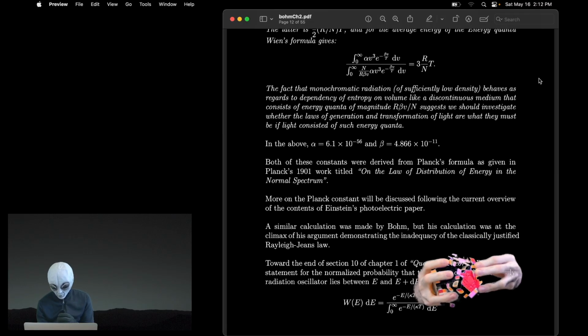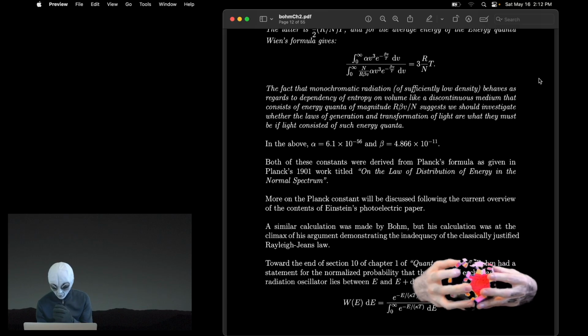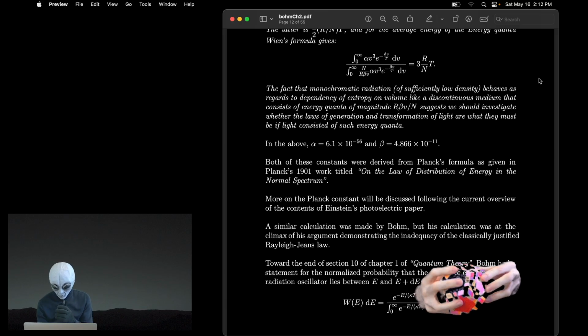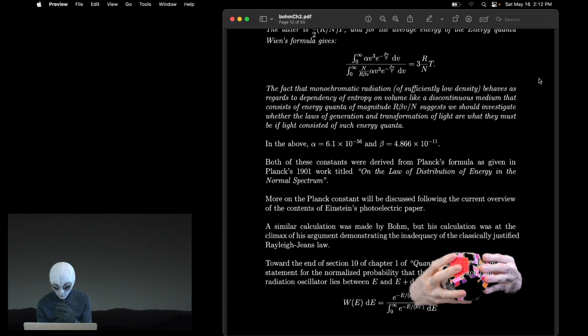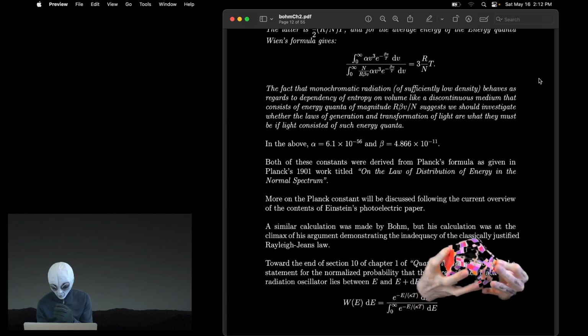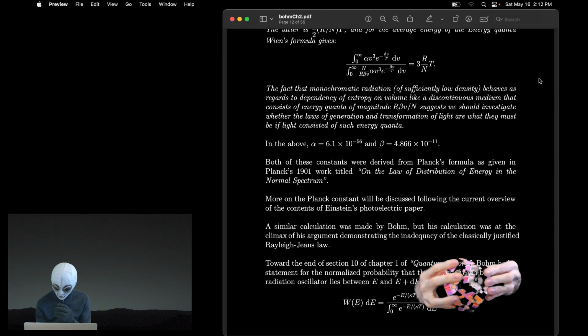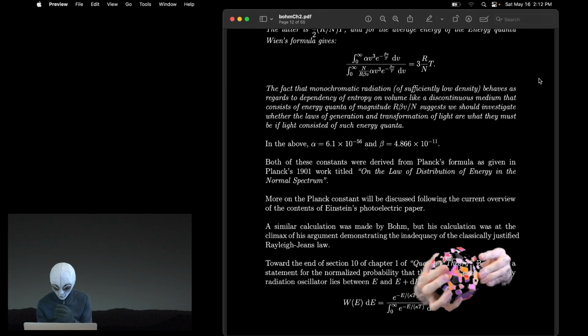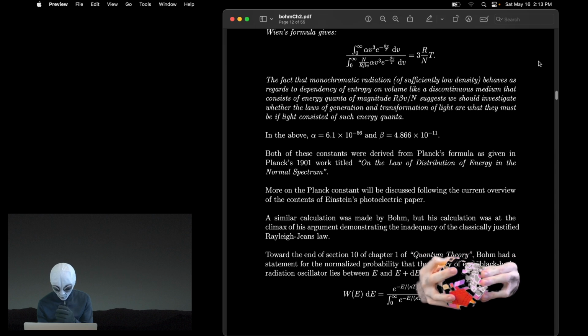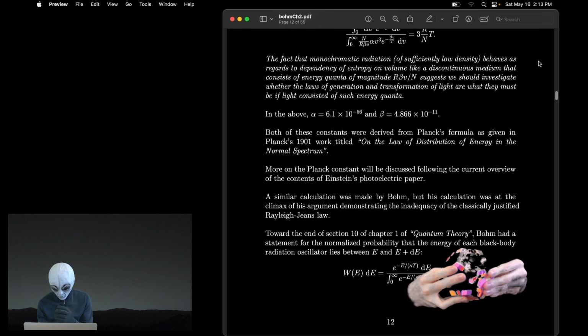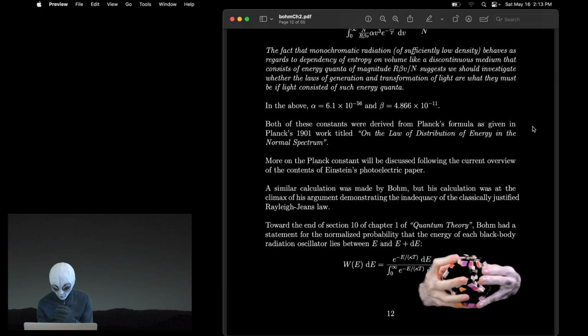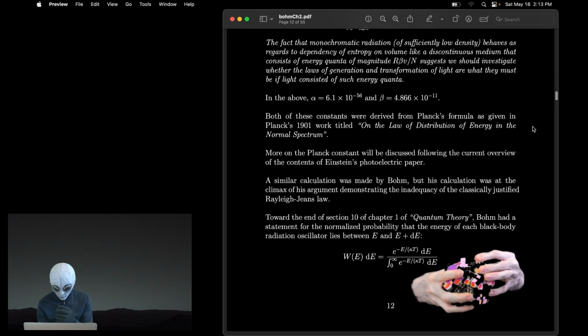The fact that monochromatic radiation of sufficiently low density behaves, as regards the dependence of entropy on volume, like a discontinuous medium that consists of energy quanta of magnitude capital R beta lowercase v over capital N suggests we should investigate whether the laws of generation and transformation of light are what they must be if light consisted of such energy quanta. In the above, alpha equals 6.1 times 10 to the negative 56, and beta equals 4.866 times 10 to the negative 11.